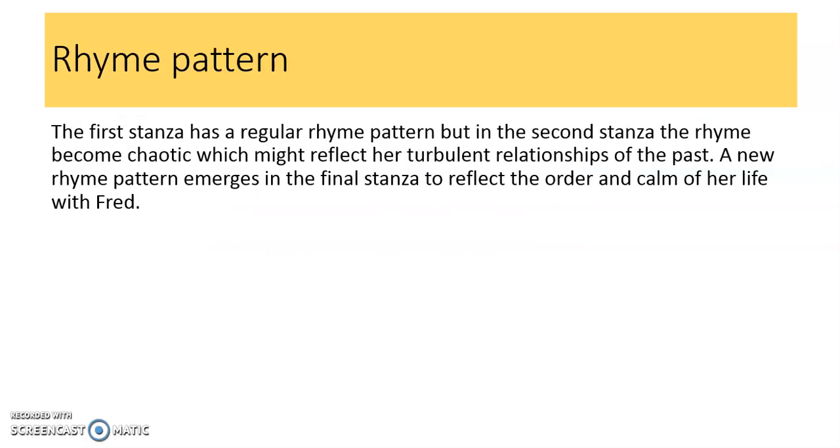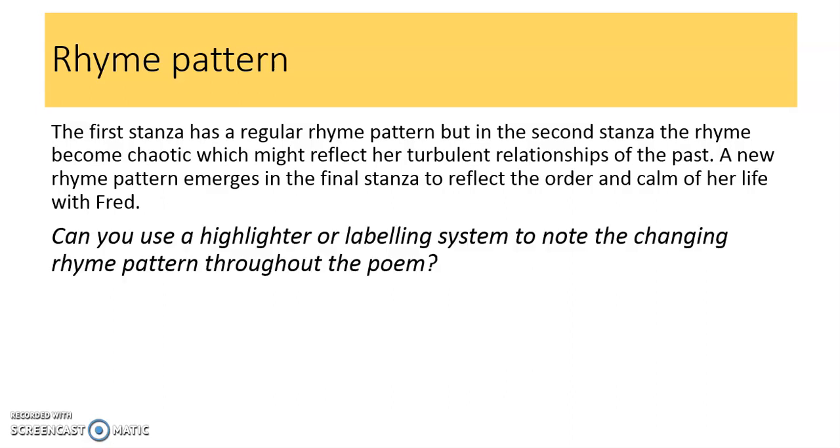So I'd like to just quickly go through with you and look at the rhyming pattern of the poem. The first stanza has a regular rhyme pattern, but in the second stanza the rhyme becomes a bit more chaotic, which could reflect those turbulent relationships of the past or even the coming storm. A new rhyme pattern emerges in the final stanza, which can reflect the order and the calm of her life with Fred. And we said previously that she's happy and she's content, so that rhyming pattern reflects that.